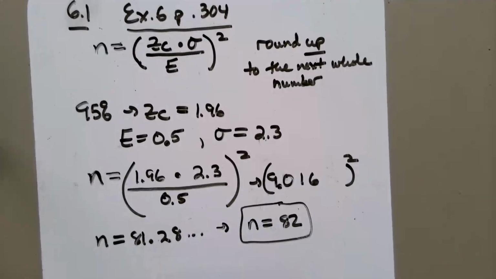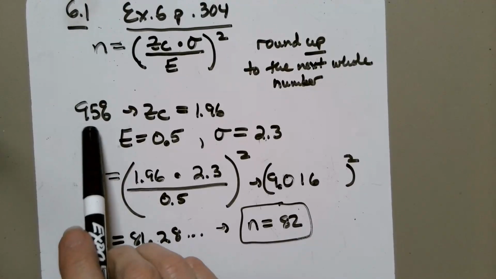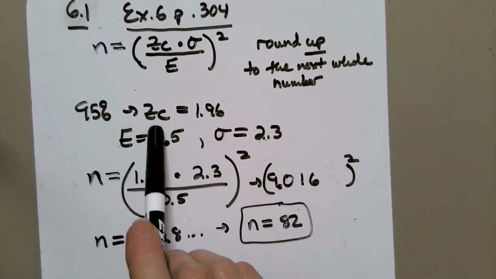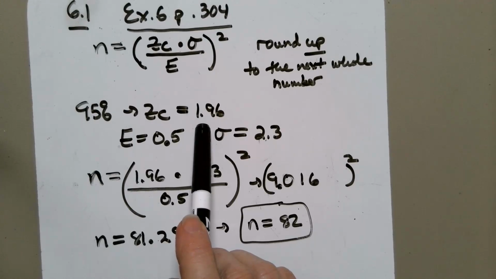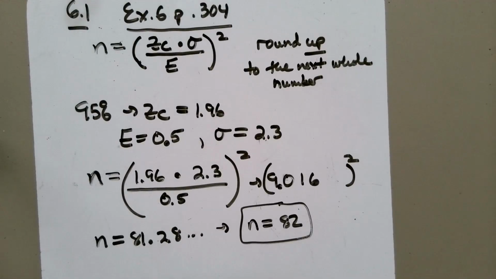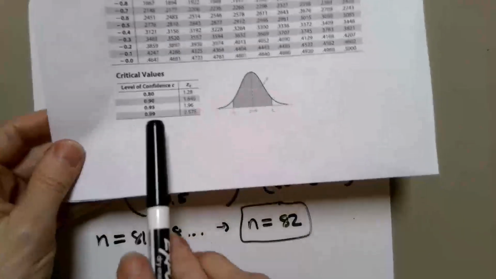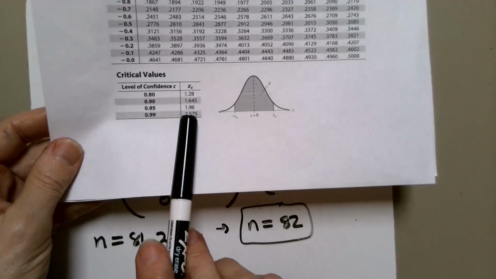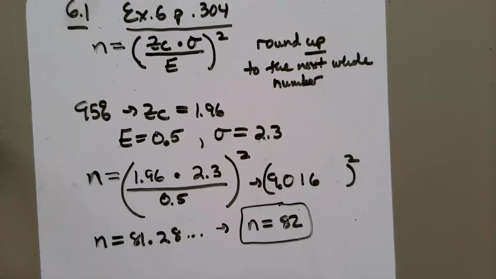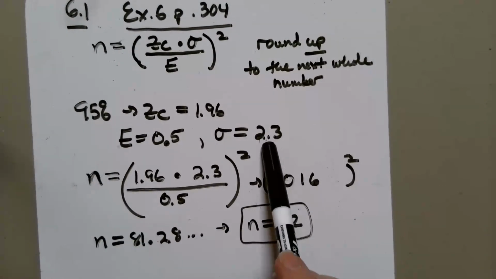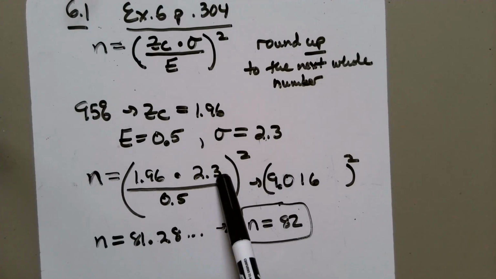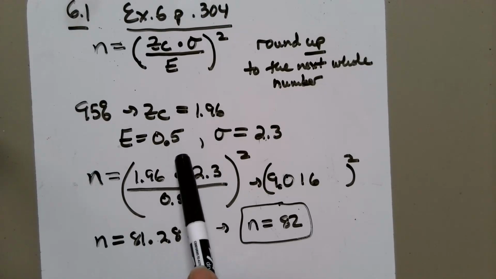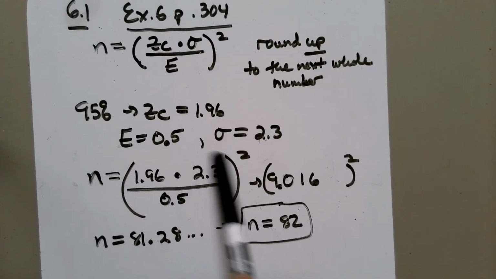So if we go to example 6, it says we want to be 95% confident. So our critical value of Z is going to be 1.96, again from the formulas page or the bottom of the negative side of the Z table for 95% confidence. Times sigma. We have to go back to example 2, I believe, to find sigma, which is 2.3, the standard deviation, divided by our new margin of error, 0.5, and then squared.